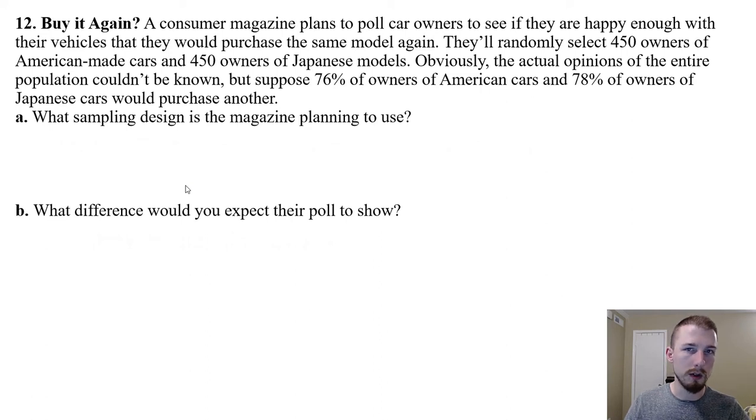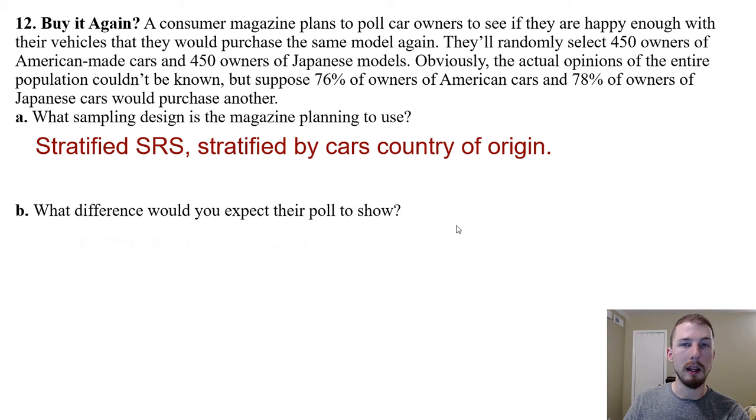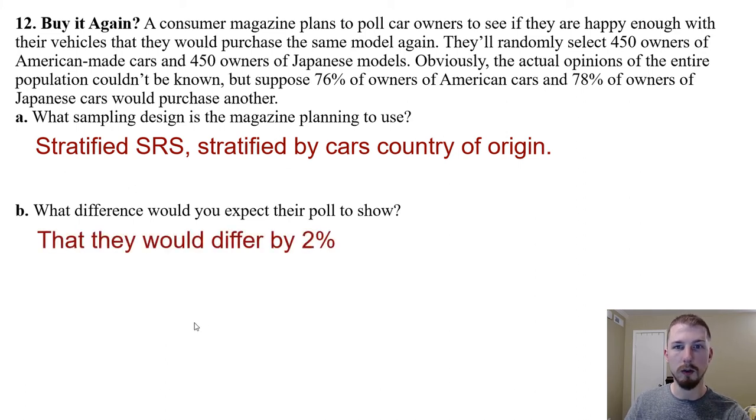The other way you could do it is, of course, by weighting them by their respective proportions, which is how you do it. So you do a weighted average. But anyway, this is a simple random sample. It's a stratified simple random sample, stratified by the car's country of origin. What difference would you expect? Well, if there's actually 78 and 76, there's a 2% difference between the two. So we would expect that they would differ by 2%. So if we did the proportion of Japanese minus the proportion of Americans that were satisfied with their car, then there would be a positive difference of 2%.